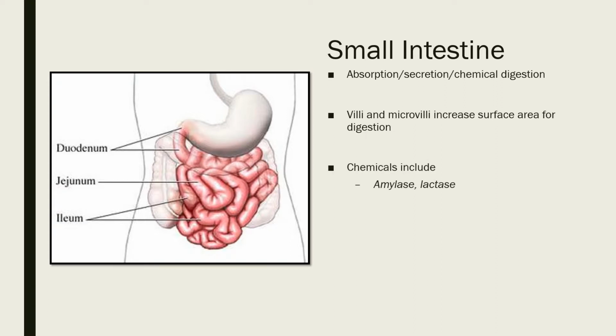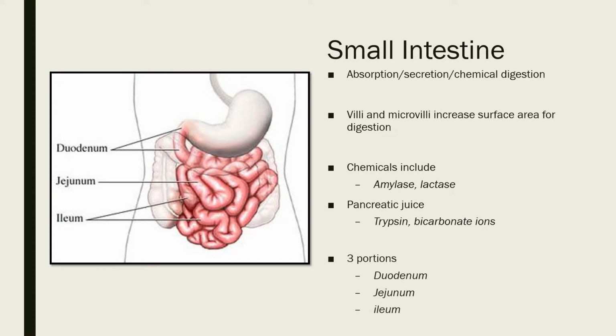Now, chemicals that are being released into the small intestine include amylase and lactase. There's also what's called pancreatic juice, which contains trypsin and bicarbonate ions. And there are three portions of the small intestine, so I would just recognize the order. There's the duodenum, the jejunum, and the ileum.